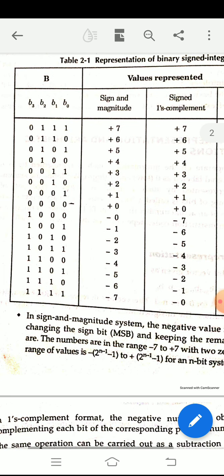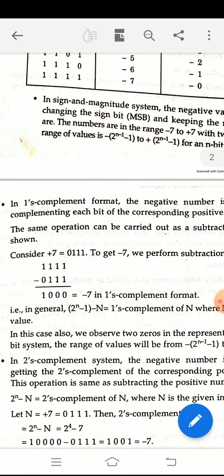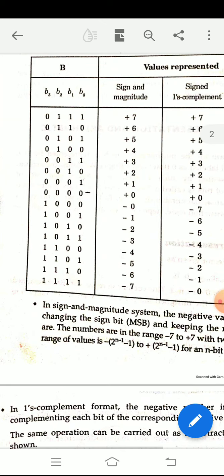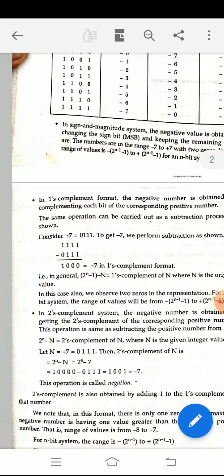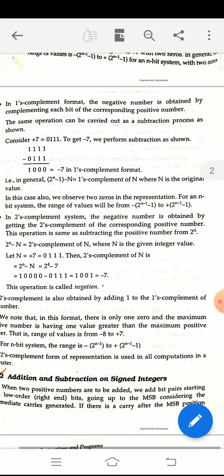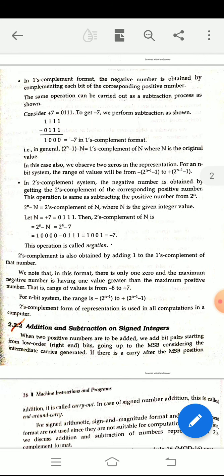Minus 7 in 1's complement format is 1 0 0 0. In general, it is 2 to the power of n minus 1, minus n, which is the 1's complement of n, where n is the original value. In this case also we observe 2 zeros in the representation. For an n bit system, the range of values is from minus 2 to the power of n minus 1 to plus 2 to the power of n minus 1.